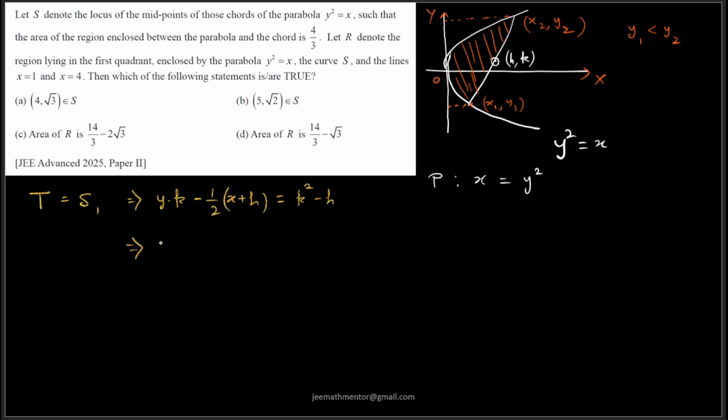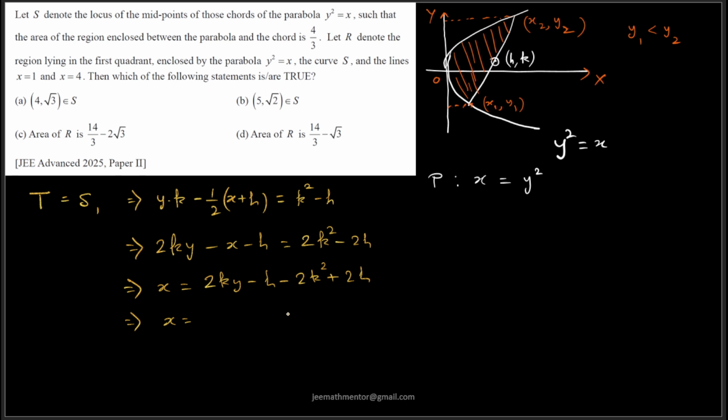Multiplying throughout by 2, we get 2ky minus x minus h equals 2k squared minus 2h. I'm looking only for x, so I'll take the x on the other side and everything else on the left side. Then just rearrange the positions. So x will be equal to 2ky minus h minus 2k squared plus 2h.